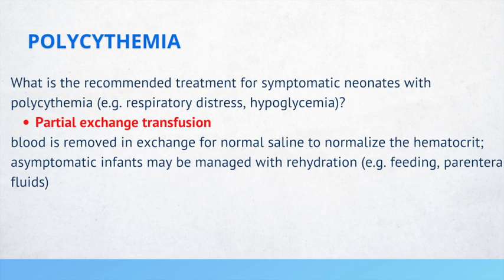What is the recommended treatment for symptomatic neonates with polycythemia? Partial exchange transfusion. This is where blood is removed in exchange for normal saline to normalize the hematocrit. Asymptomatic infants may be managed with rehydration.